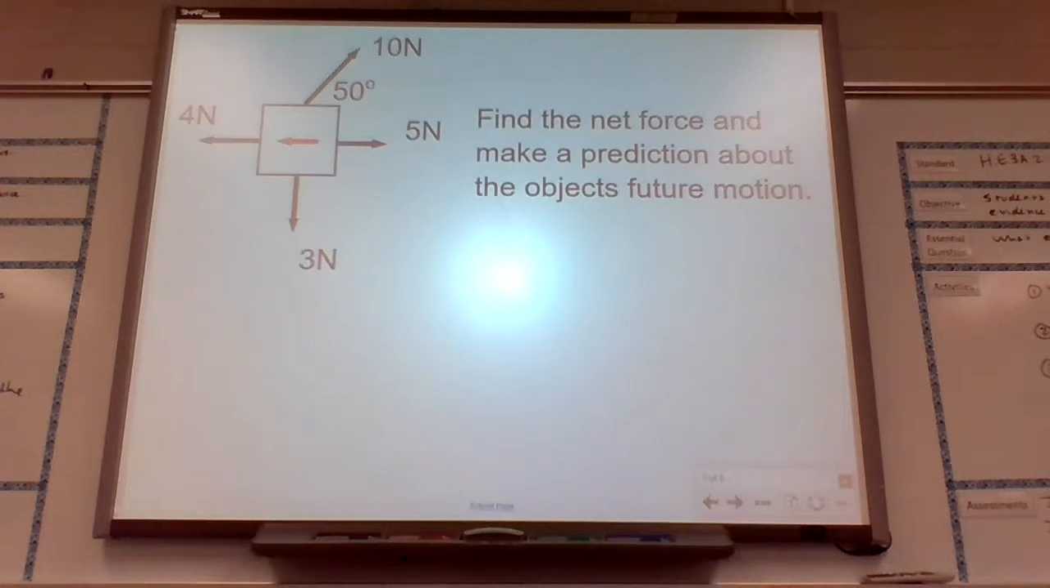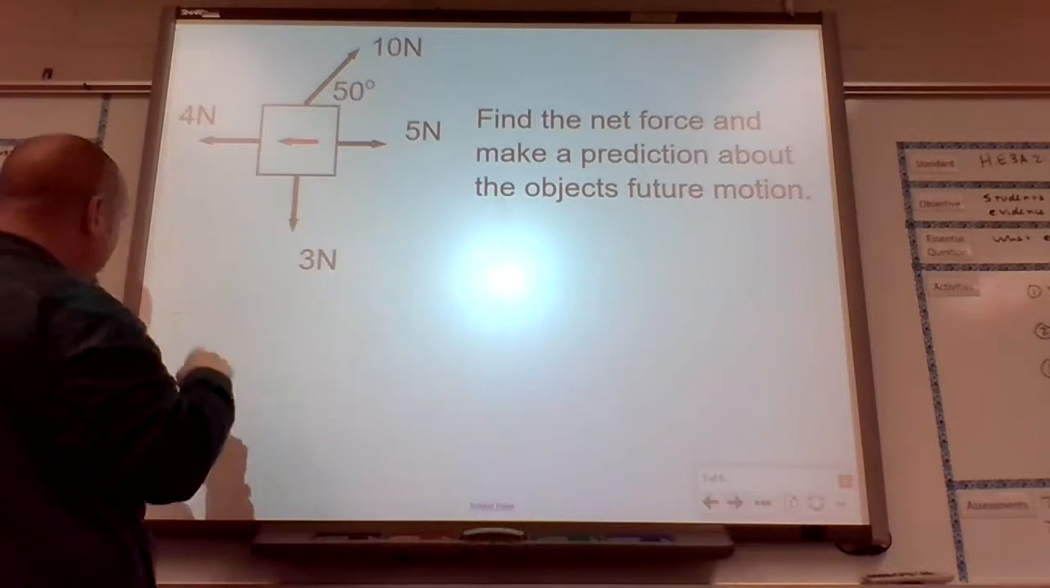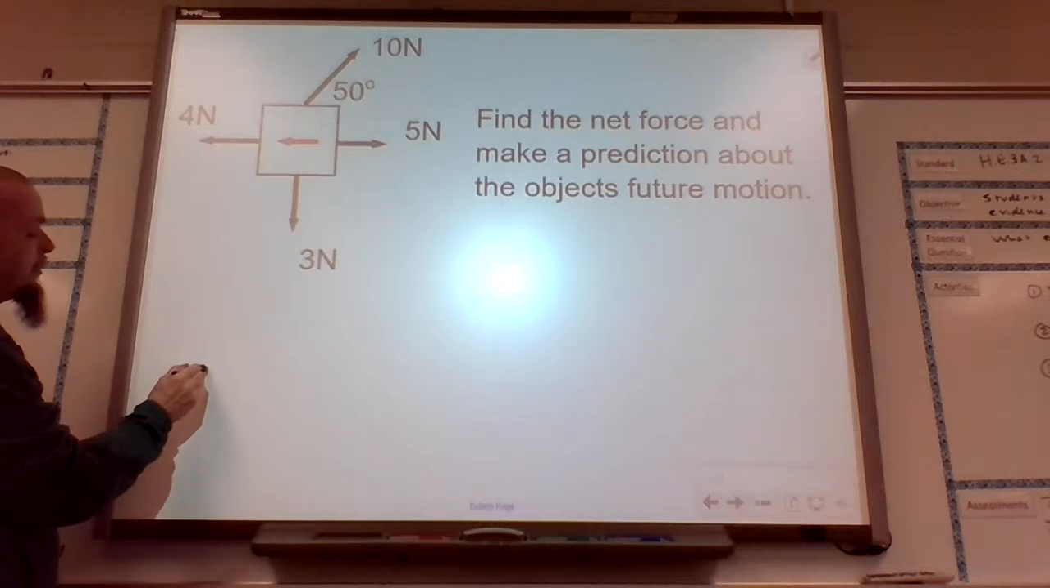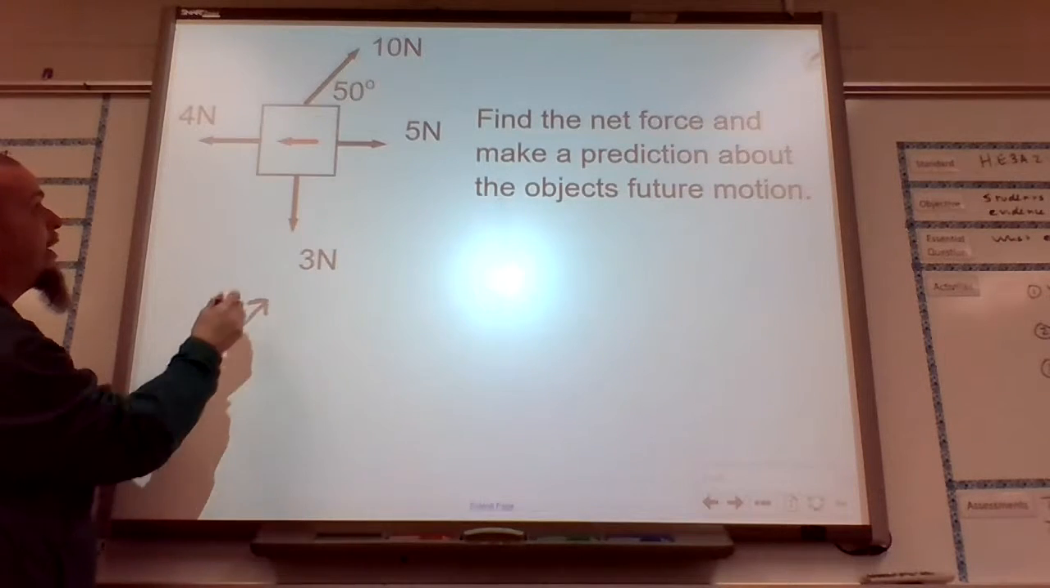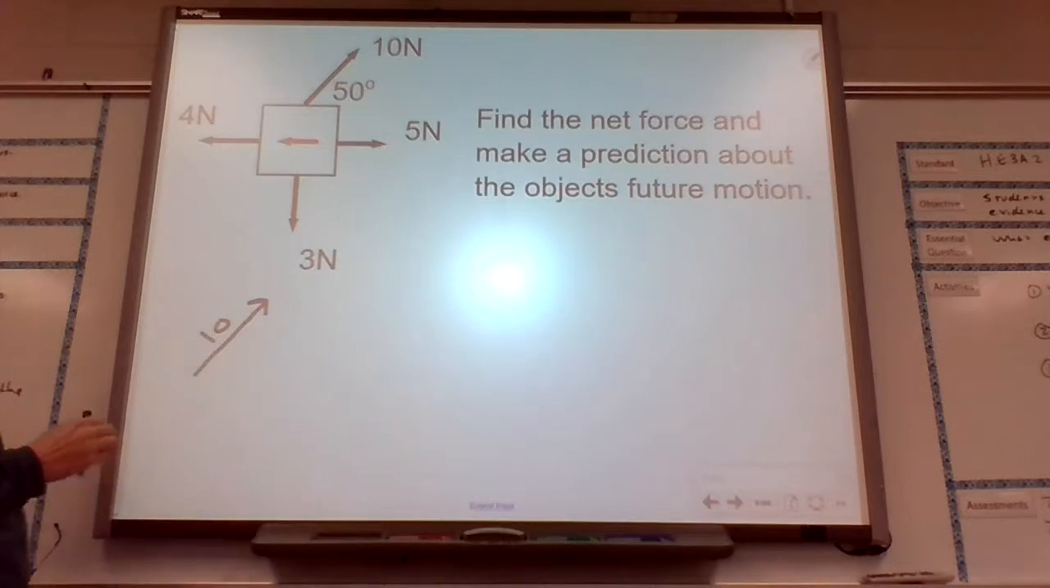Whenever you're faced with a situation like this where you have this angled vector at the top, your first job is to break that down into its x and y components. We start by drawing that vector. There's a 10 Newton force up and to the right.